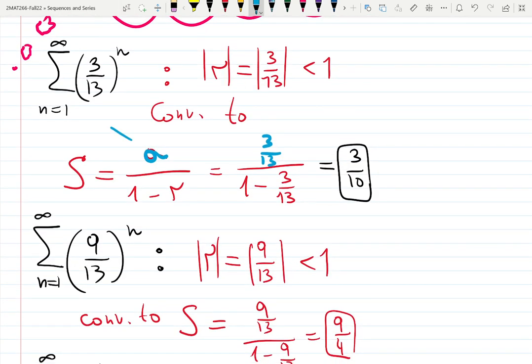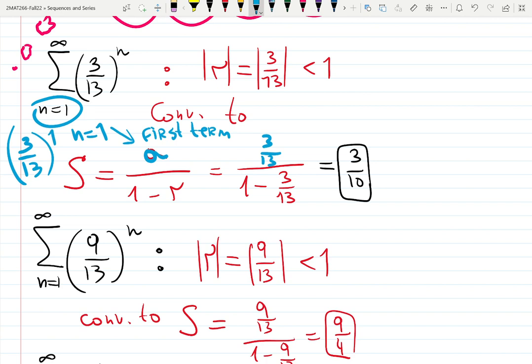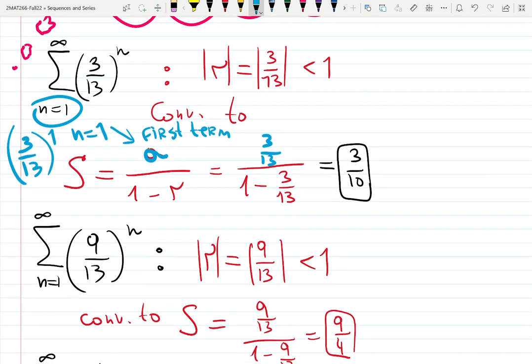Let me write it down. First term. And the first term happens when n equals that first number. And that first number can be different from problem to problem. It can be 0, can be 1, can be 5. It actually depends on the data science. You can start from data point number 5. When I plug n equals 1, I will get 3 over 13 to the 1. That's how I know that's my A. Sometimes it's to the 0, then it's 1. Sometimes it's to the 5, then it's going to be 3 over 13 to the 5. But it's always the first term.